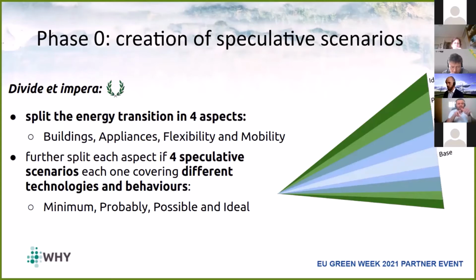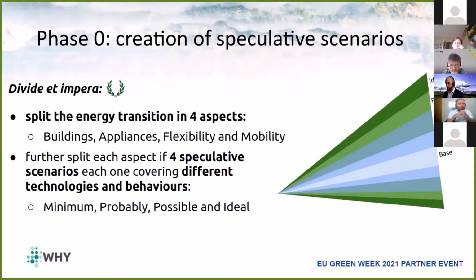Okay. And then each one of the aspects is going to be divided into 4 possible scenarios, plus a baseline that is, let's say, a cartoon description of what we have now at the moment. Then we have these 4 possible developments that we call minimum, probable, possible, and ideal. The minimum is the minimum thing that we need to do, and it's cheap, and it's just behavioral change.